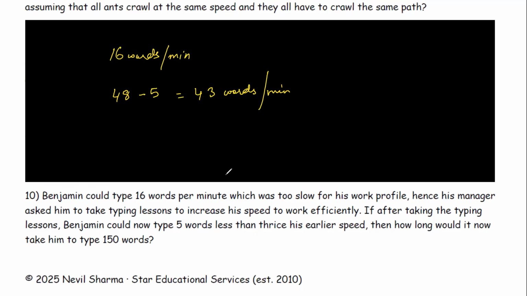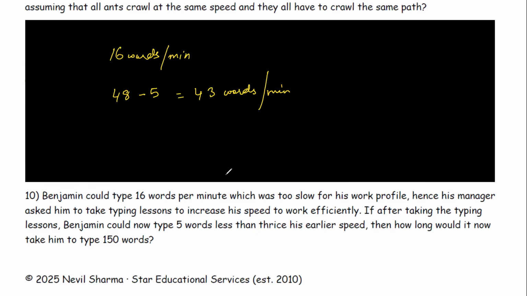5 words less than thrice his earlier speed. Benjamin could now type 5 words less than thrice his earlier speed. So his earlier speed was 16 words per minute, right? 5 words less than thrice his earlier speed. So 16 times 3 is 48. Thrice and 5 words less. So 43 words per minute. Okay, understood this part? Yeah.